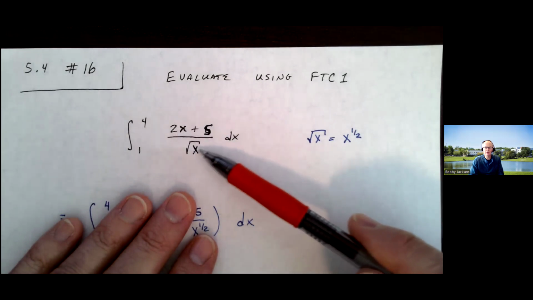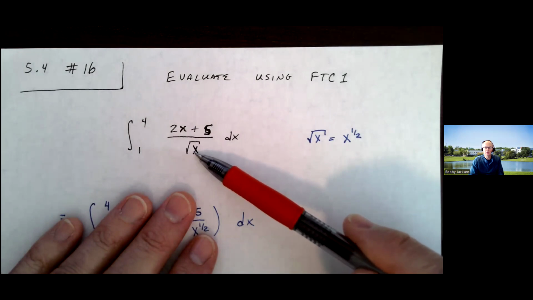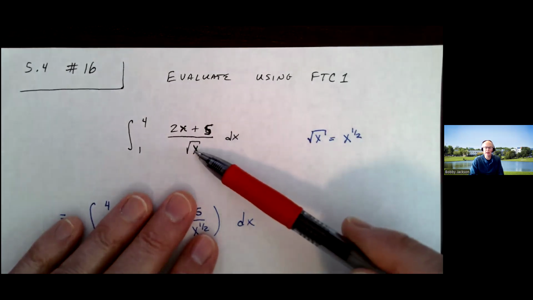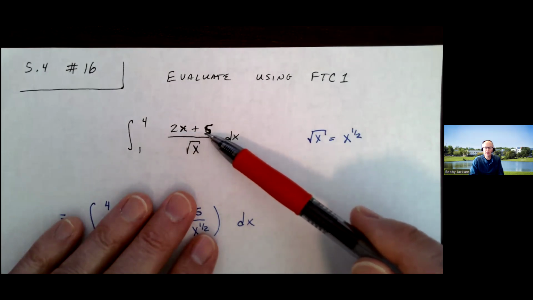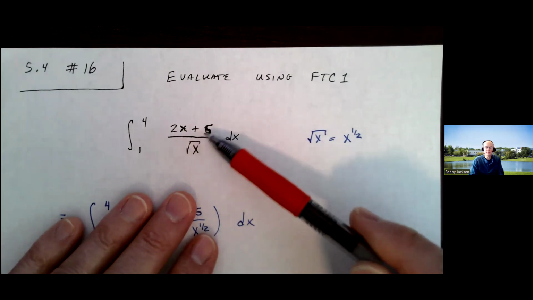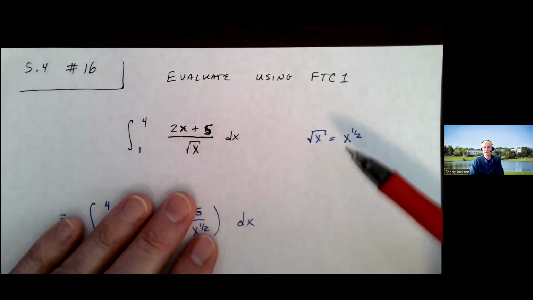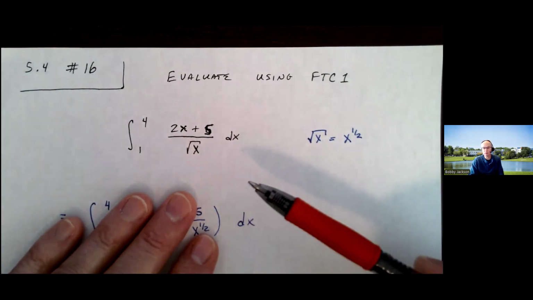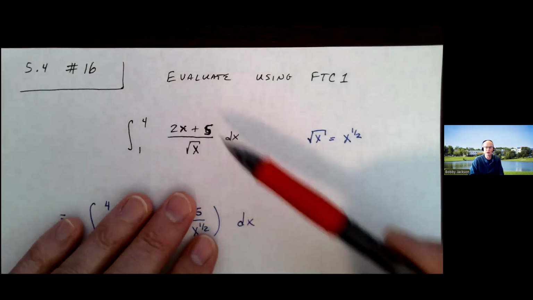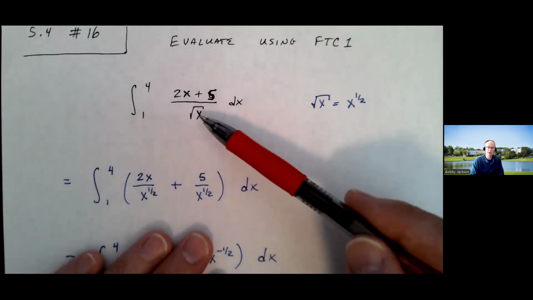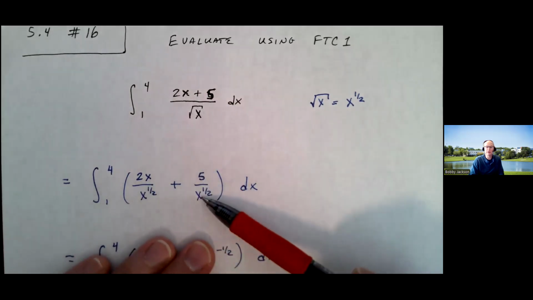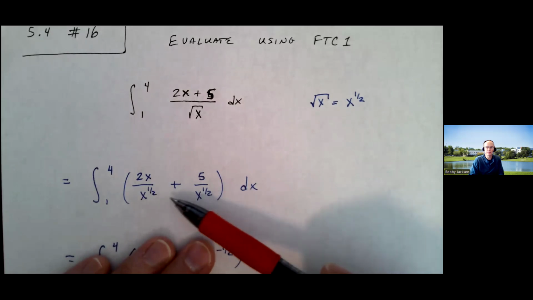Well, we need to simplify first. Recall that the square root of x is x to the 1/2. So we're really dividing 2x plus 5 by x to the 1/2. So I can distribute that, right? Dividing by x to the 1/2 would be the same thing as multiplying by x to the negative 1/2, and we can distribute multiplication over addition. So I'm really going to divide 2x by the square root of x and 5 divided by the square root of x, and just add the result.